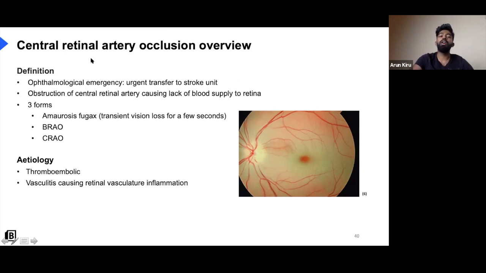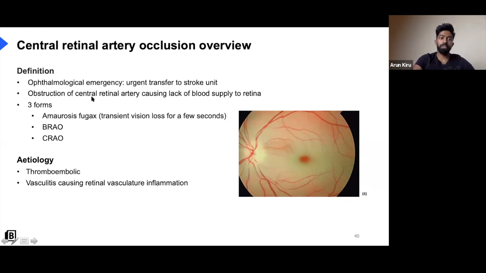So CRAO, central retinal artery occlusion. It is an ophthalmological emergency because this could be a sign of a stroke. So what is the first thing you do if you see a CRAO in your MCQ? The first thing would be transfer to a stroke unit. Why? It's an obstruction of an artery in the brain. Rather than the carotid artery or the kind of vertebral artery, it causes a stroke.